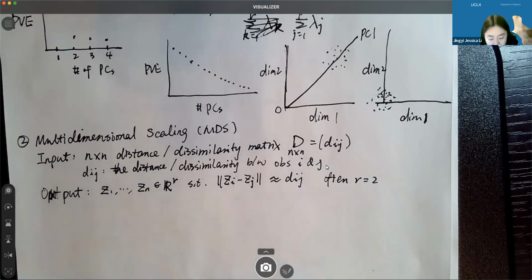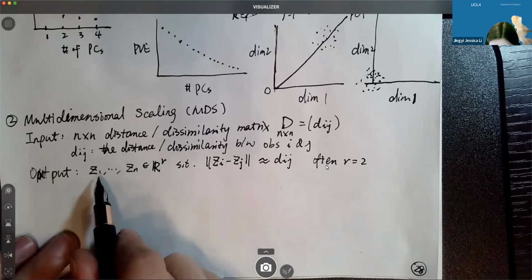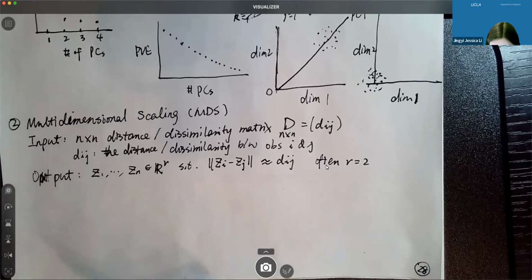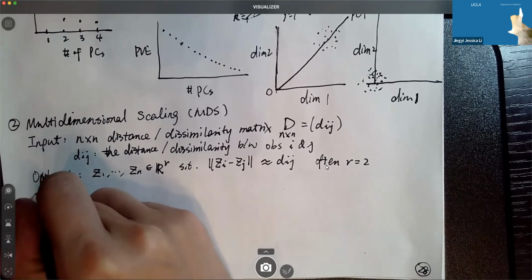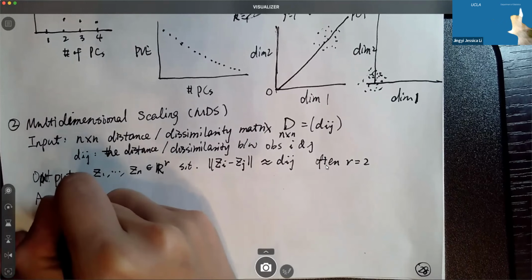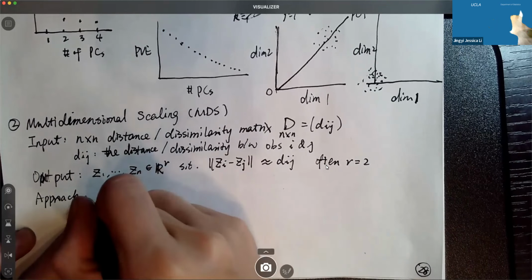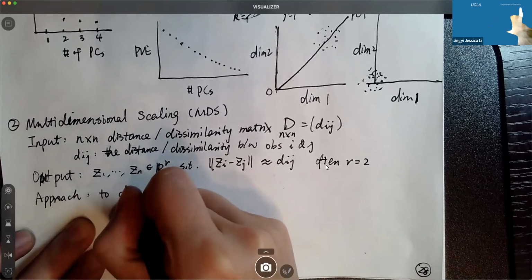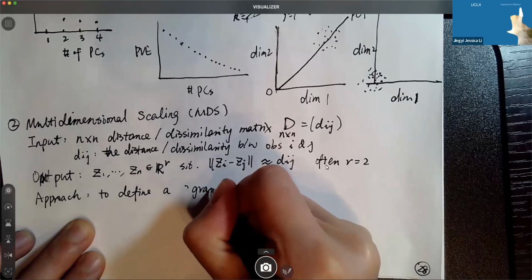We will talk about the classical MDS in this class. Our goal is to find this. Let's say this Z1 to Zn is our target, right, to find. So the approach is to define a matrix, this is called a gram matrix.